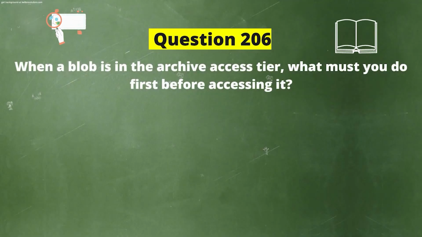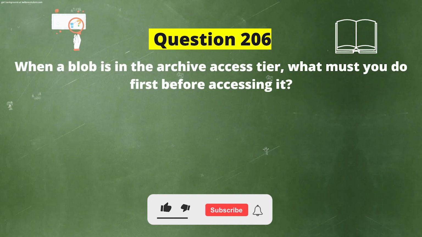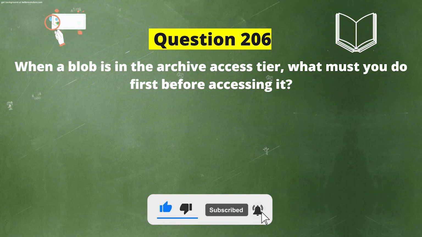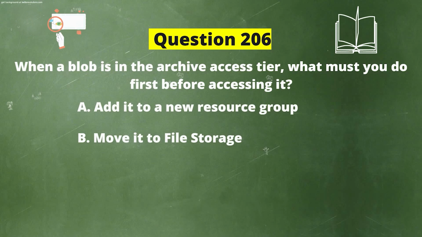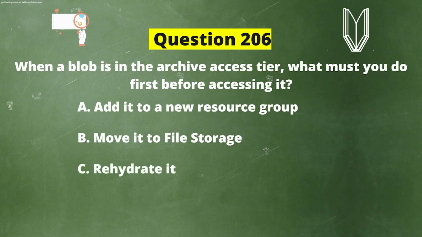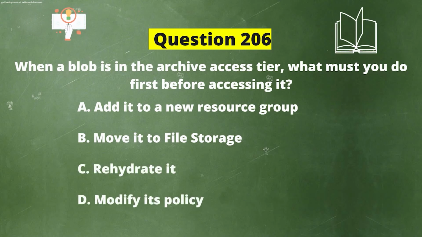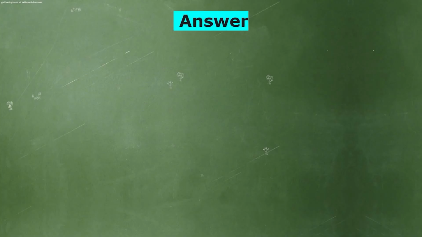Next question. When a blob is in the archive access tier, what must you do first before accessing it? And the options are A. Add it to a new resource group. B. Move it to file storage. C. Rehydrate it. D. Modify its policy. And the correct answer is option C. Rehydrate it.